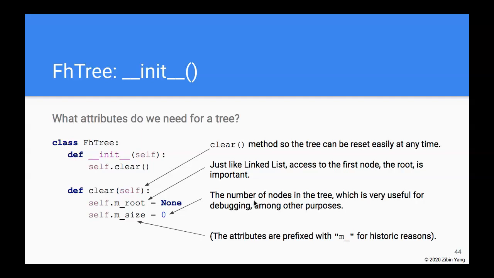The number of nodes is very, very useful for debugging and other purposes. And finally, you can see that both attributes have an m underscore in front of them. They are just there for historical reasons that we really need not concern ourselves with, but just that they're there.